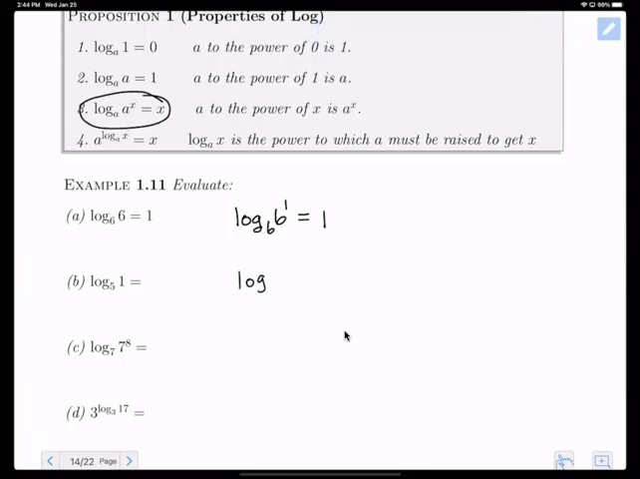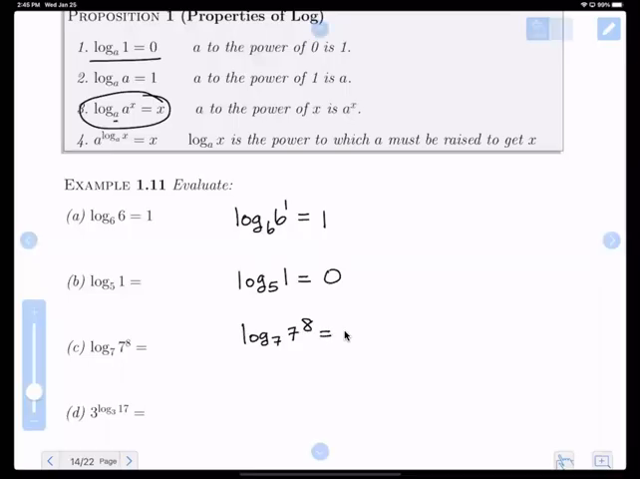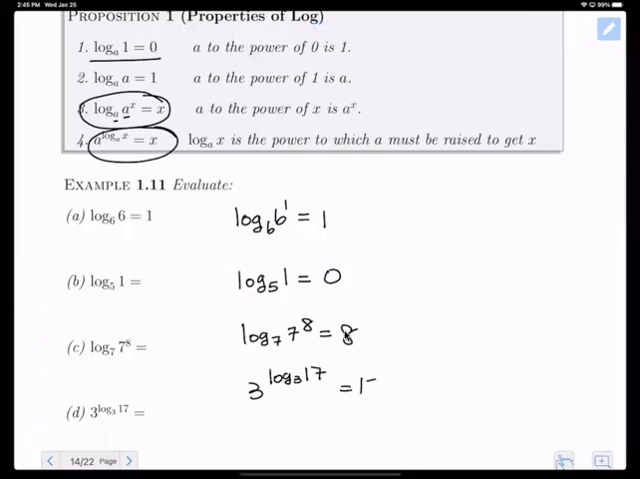Log base 5 of 1. No matter what base, log of 1 equals 0. Log base 7 of 7 to the 8th, that's 8. 3 to the log base 3 of 17 is 17.